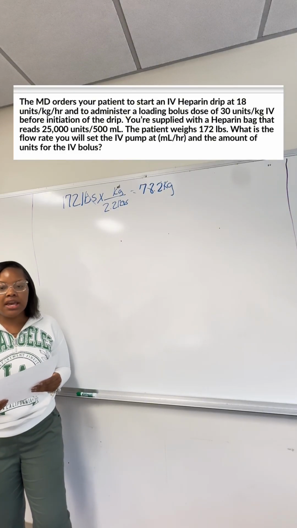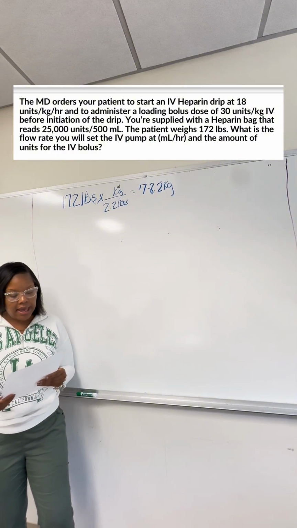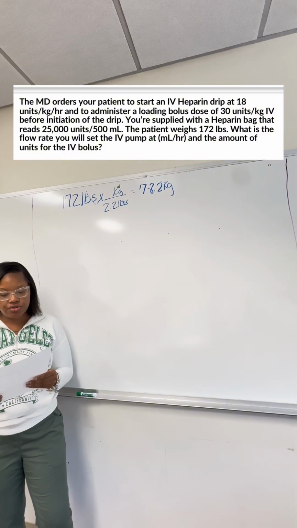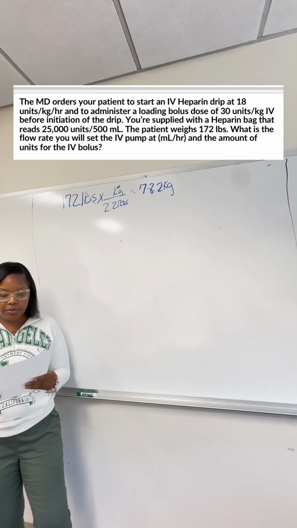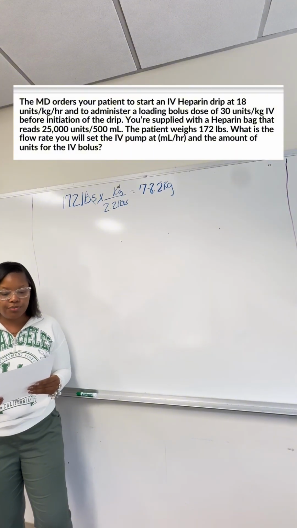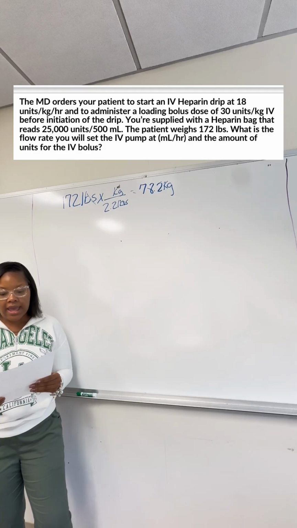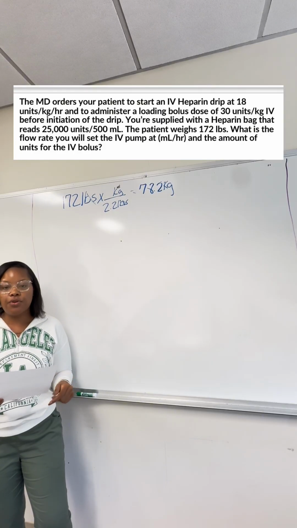The question says the MD orders a patient to start an IV heparin drip at 18 units per kg and administer a loading bolus dose of 30 units per kg IV before initiation of the drip. You are supplied with a heparin bag that reads 25,000 units per 500 mLs. The patient weighs 172 pounds. What is the flow rate you will set the pump for, and the amount of units for the bolus?